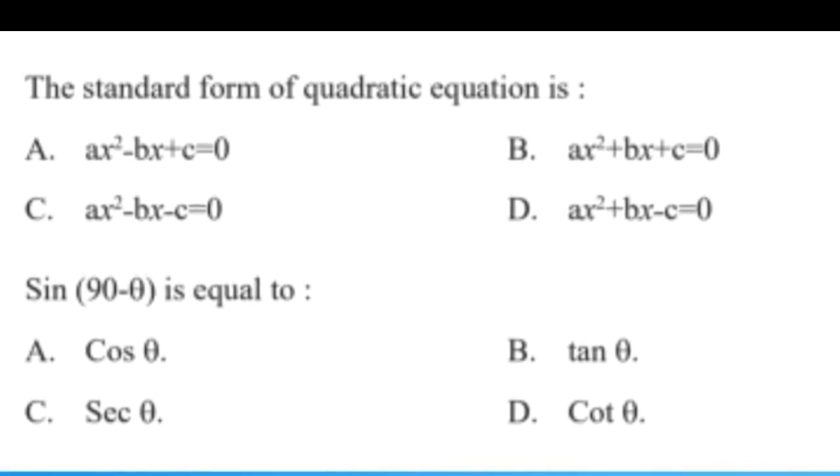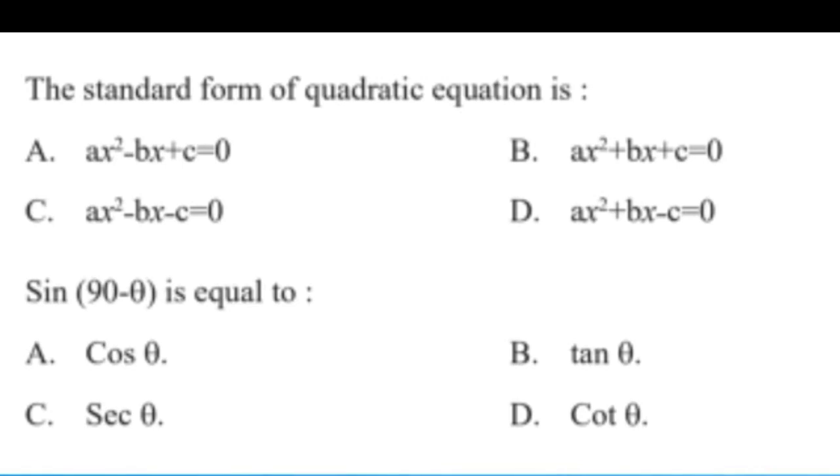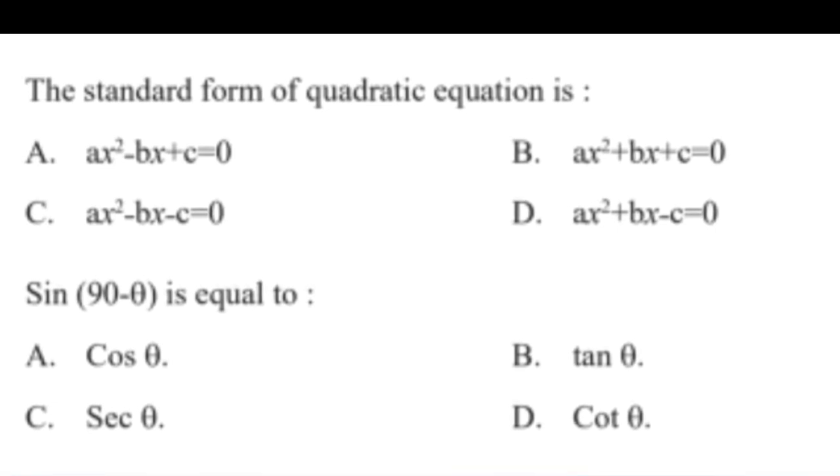Okay. Now I'll say the other complementary angles also. Cos 90 minus theta is sin theta. Tan 90 minus theta is cot theta. Cot 90 minus theta is tan theta, the reverse of that. And also secant 90 minus theta is cosecant theta, and cosecant 90 minus theta is secant theta. Okay, we'll move on to the next problem.